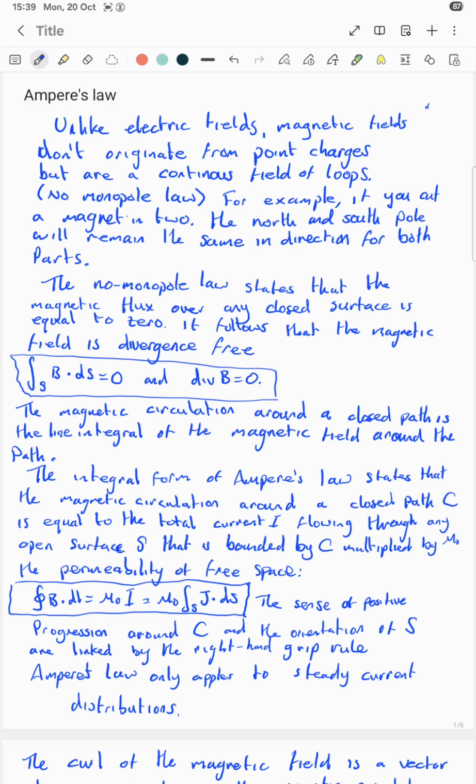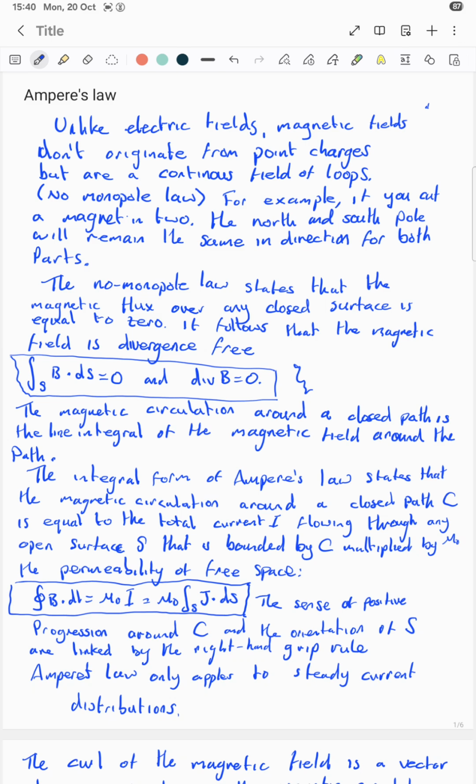Now, the no monopole law states that the magnetic flux over any closed surface is equal to zero. It follows that the magnetic field must be divergence free. The magnetic circulation around a closed path is the line integral of the magnetic field around the path.